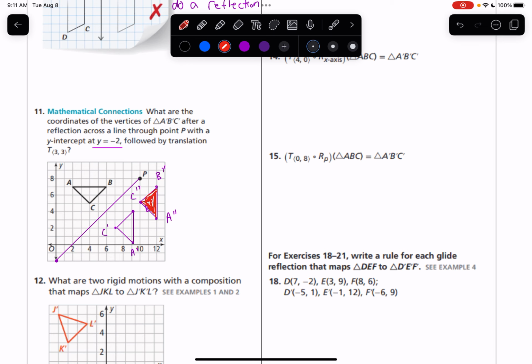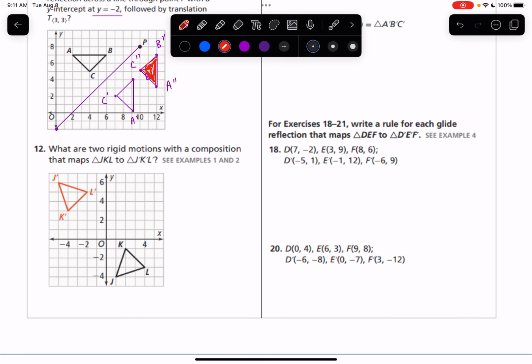All right. Number 12, what are two rigid motions with a composition that maps triangle JKL onto J prime, K prime, L prime? We could do this in a bunch of different ways. I'm going to try and do this like a glide reflection. So if I want this shape to map onto this shape, the first thing I need to do is decide whether moving it to the left or moving it up will line it up for a reflection. If I move it to the left, I'll be able to reflect it over a line around here, and that will make the shapes the same. If I move it up, I can't reflect across a vertical line because it won't create the same shape. Moving this up means it'll still be rotated with respect to J prime, K prime, L prime. So I am going to translate it to the left.